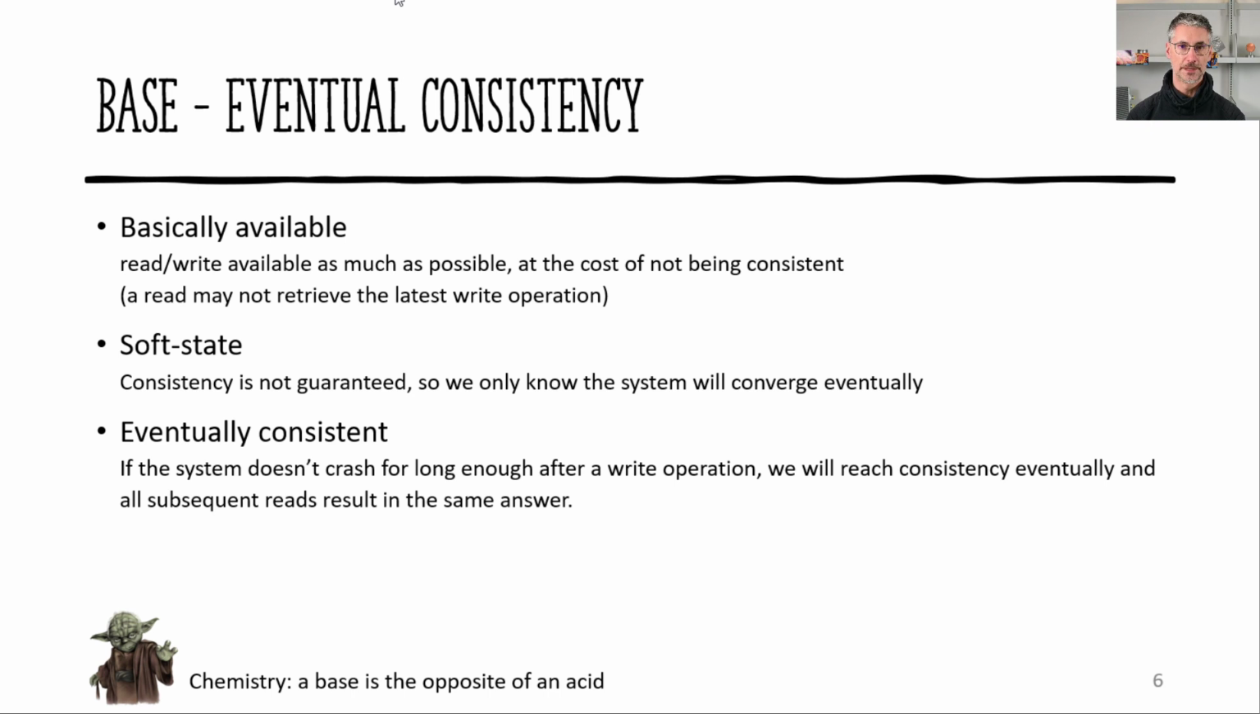If we now, for example, write to the database and try to read too quickly, we may not see the latest write. So that means that we are in a soft state. Consistency isn't guaranteed, but we know that the database will be consistent eventually. So if the system doesn't crash for long enough after a write operation, we will reach consistency eventually, and then all reads after that will get the same answer.